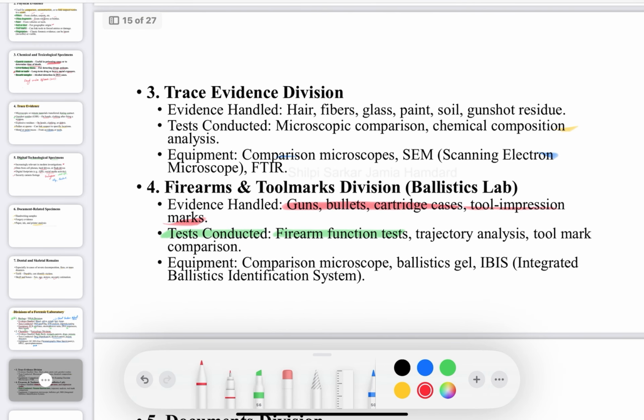Now we come to the trace evidence division. Here the evidence handled is fibers, glass, paint, soil, gunshot residue. What kind of test is conducted here? Microscopic comparison and chemical composition analysis. And what kind of equipment is needed? Comparison microscope, SEM, scanning electron microscope, and FTIR.